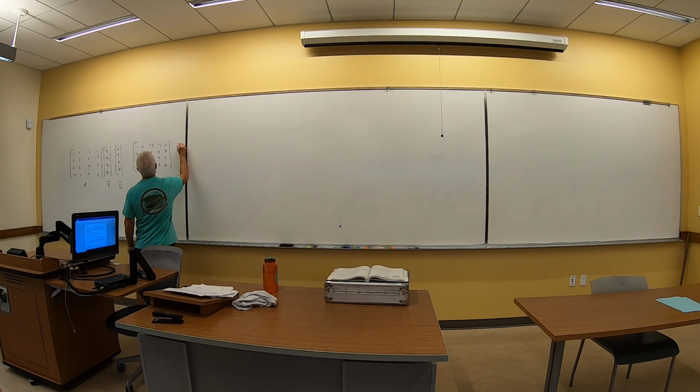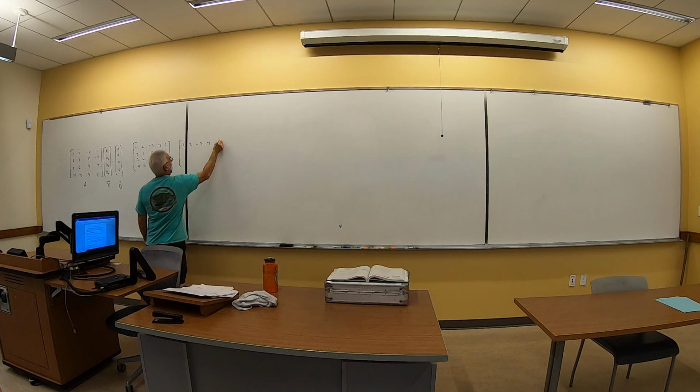So let's do this. So I'm going to say it out loud, but I'm not going to write them down to save space. So let's take 2 row 1s and add it to row 2. Let's take 2 row 1s and add it to row 3.